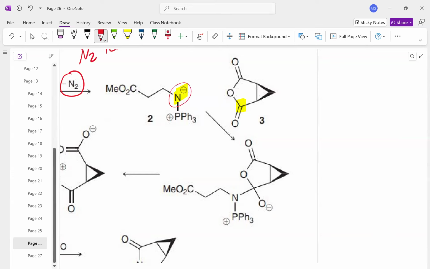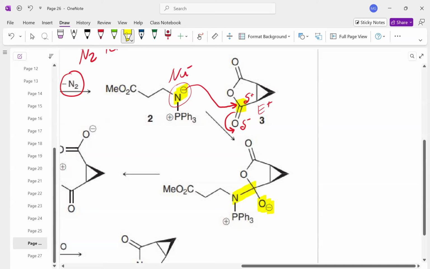Well, I got nitrogen with a minus charge. That's a really good nucleophile. I have a polar carbon-oxygen bond, which makes an electrophile. So I'm going to do a nucleophilic attack, connecting the nucleophile to the electrophile. So that I don't violate the octet rule, I have to move those pi electrons up to the oxygen. That's how we get this oxygen with a negative charge. Here's my new nitrogen-carbon bond from that nucleophilic attack.